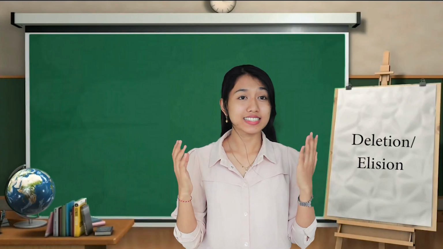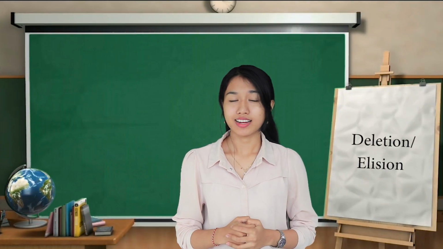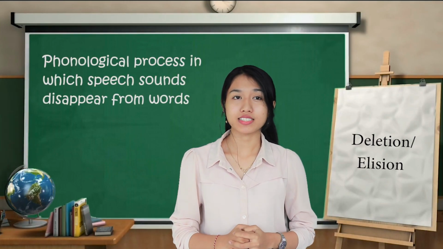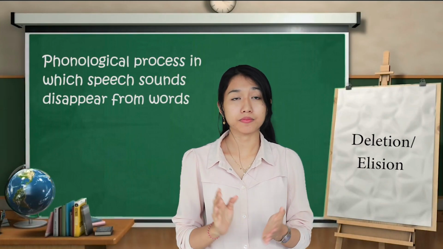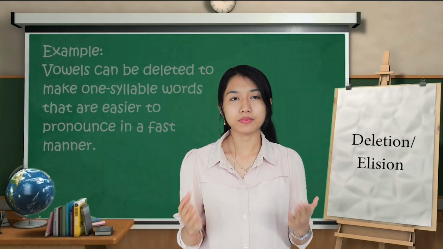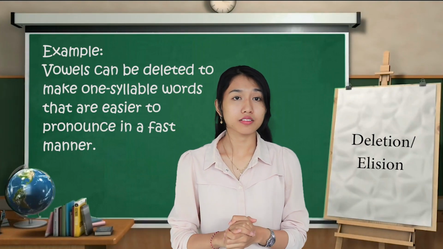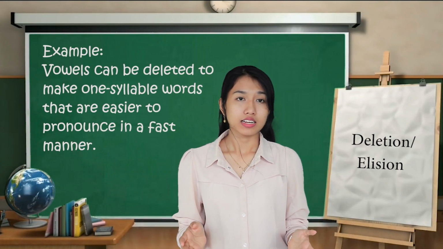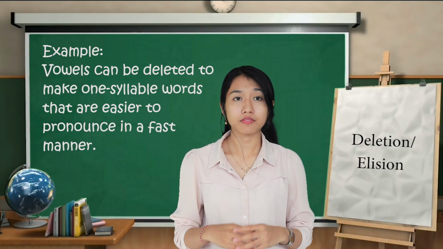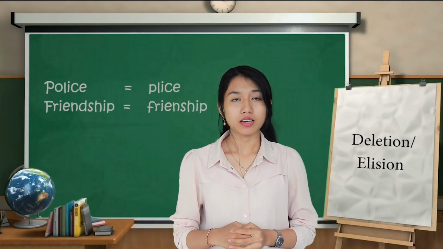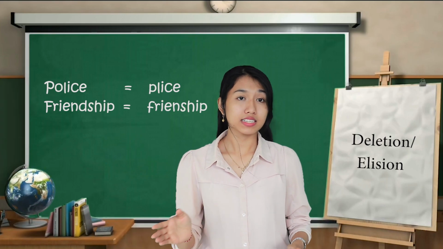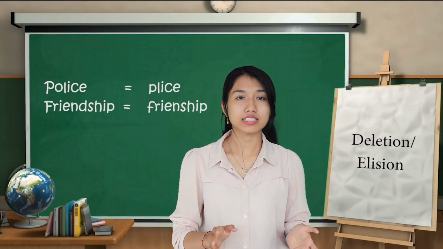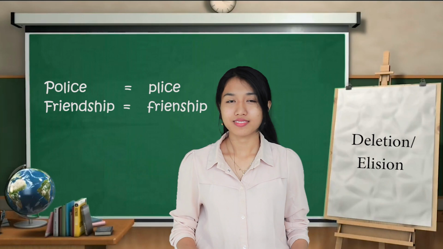The fourth is deletion or elision. Deletion is a phonological process in which speech sounds disappear from words. For example, a vowel can be deleted from words so that they are easier to pronounce in a faster manner. For example, polite becomes p'lite, and friendship is said as frenship.